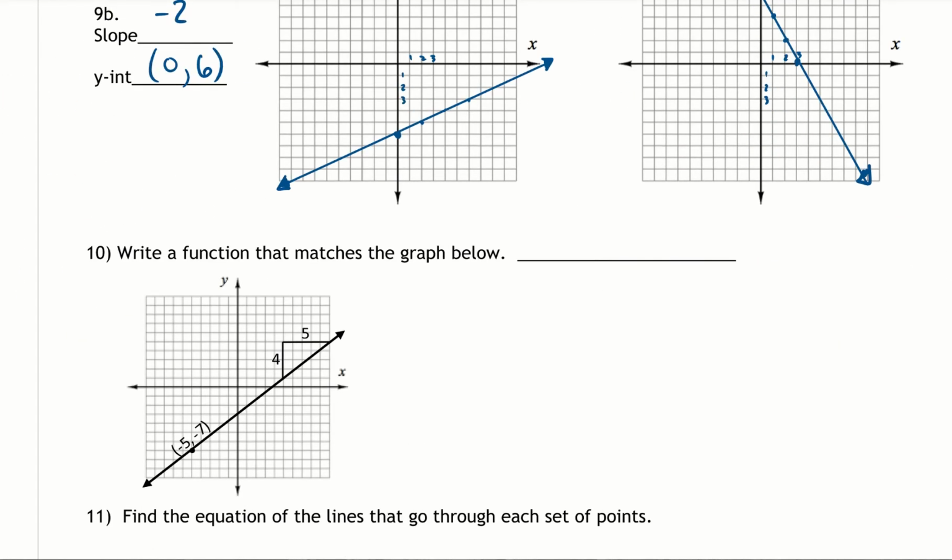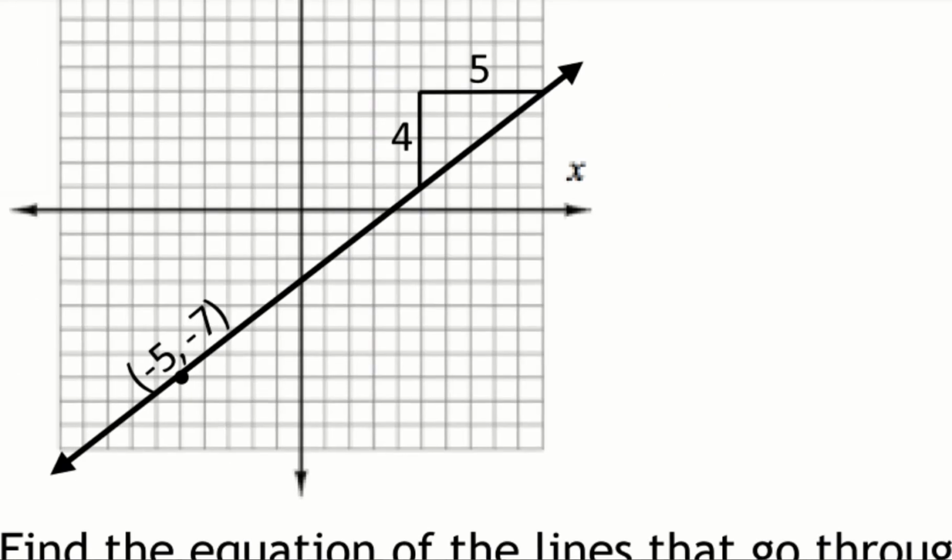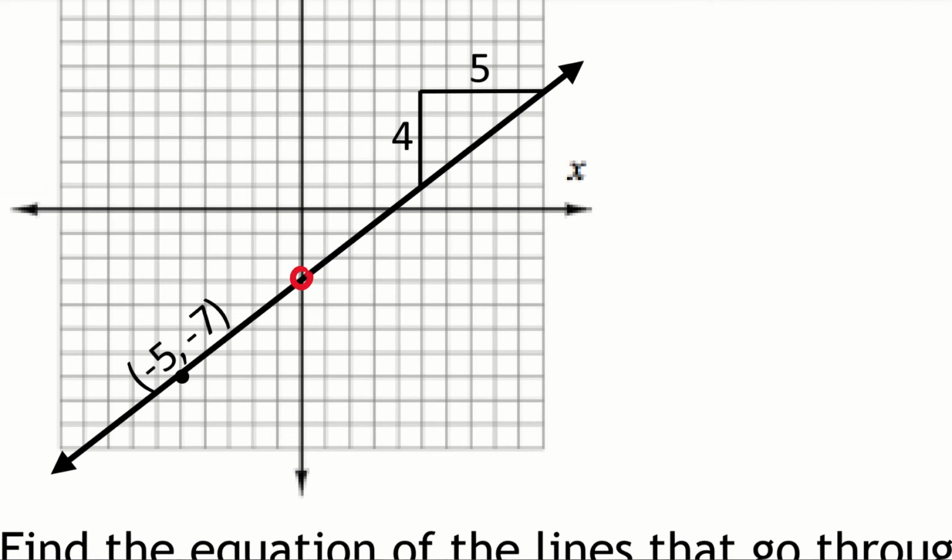All right, the next question says, write a function that matches the graph below. It is awfully tempting to always assume that if it looks like a line is going through a point, you just assume it is. That could be dangerous, right? I don't know that this goes through the point, but it certainly looks like it goes through -3. I'm going to totally verify that. The pieces of information I'm given from this diagram, in the part where there are numbers, is that the slope of this line is 4/5. The slope is up 4 over 5.